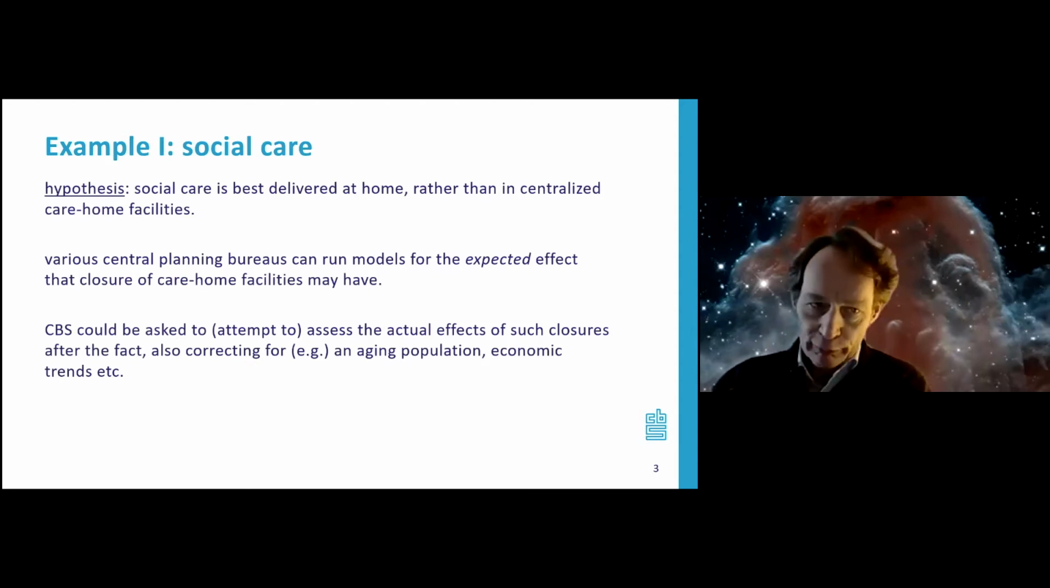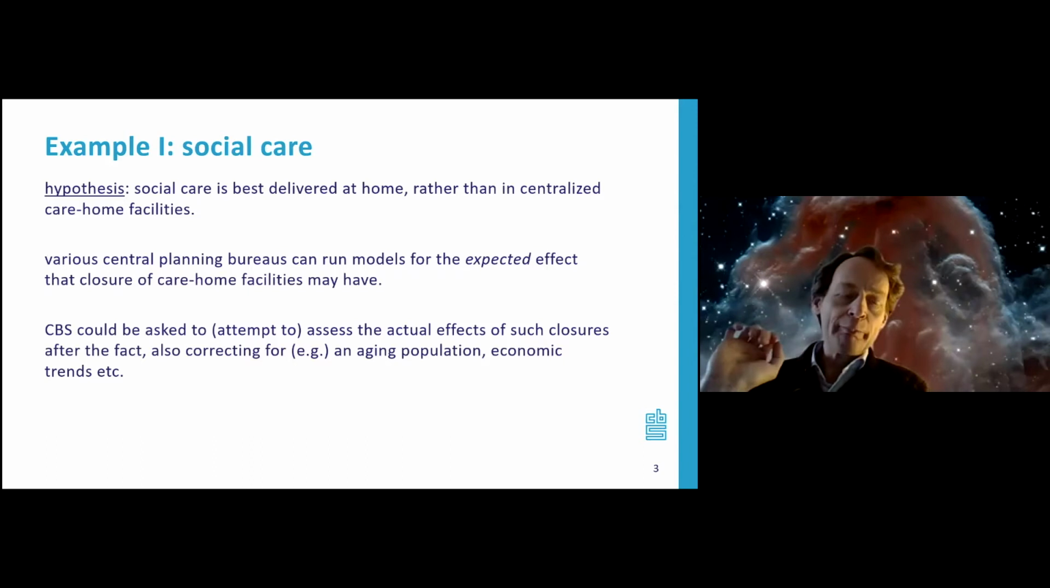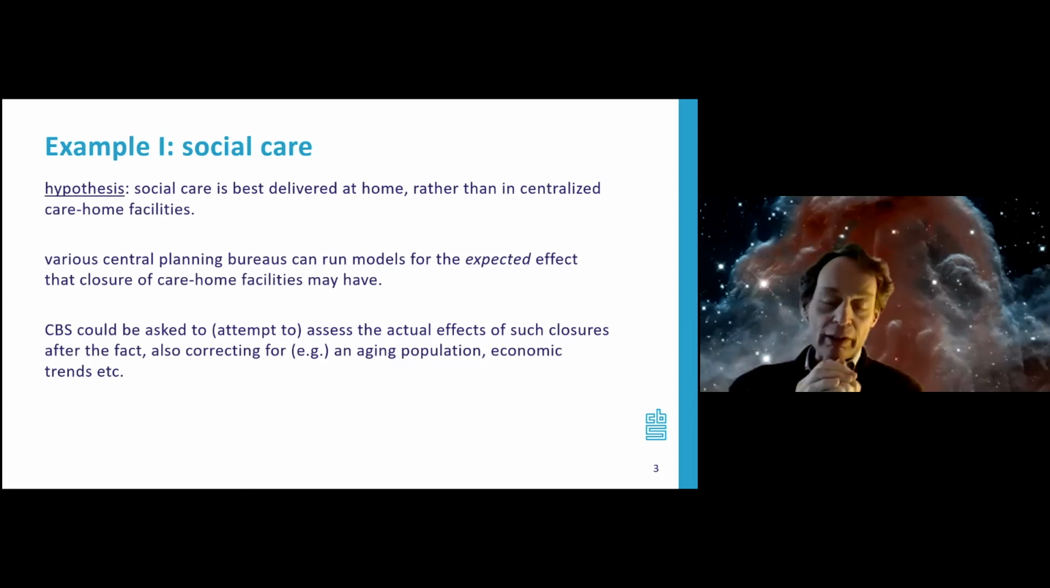Right, so one example of this, to be a bit more concrete, is the hypothesis proposed by a number of political parties and implemented in a certain sense by various ministries, that social care is best delivered at home rather than in centralized care home facilities. This was the hypothesis on the basis of which lots of care homes in the Netherlands were closed down. Of course, it was also meant to reduce budgets of various ministries, but in practice, that was the hypothesis. So there were the various planning bureaus in the Netherlands, which are charged with modeling the effects of policy behavior. They can run models for the expected effect that this closure might have.